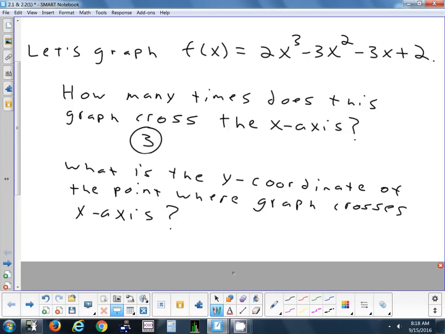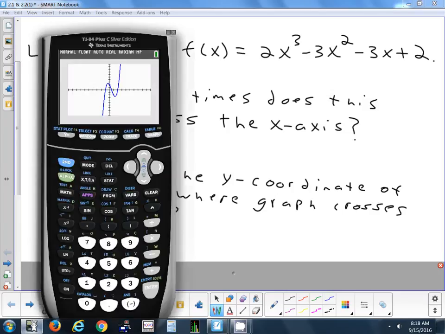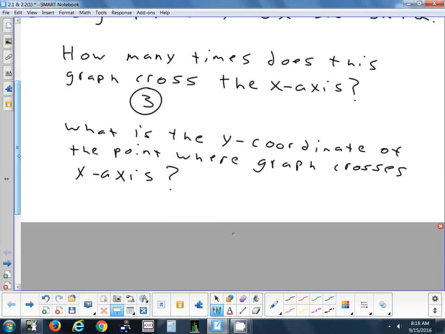What's the y-coordinate at any of those 3 points where it crosses the x-axis? What would be the y value of the coordinate? Yep. 0? Yeah, it would be 0. Okay, anywhere that it crosses the x-axis, that's where the y value is 0.